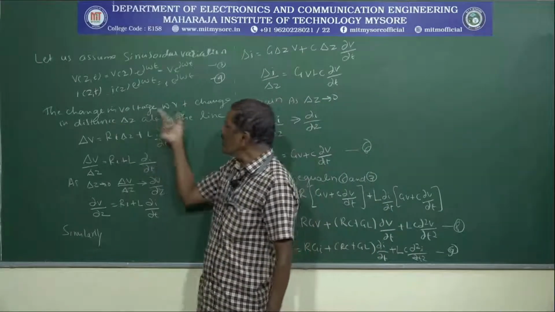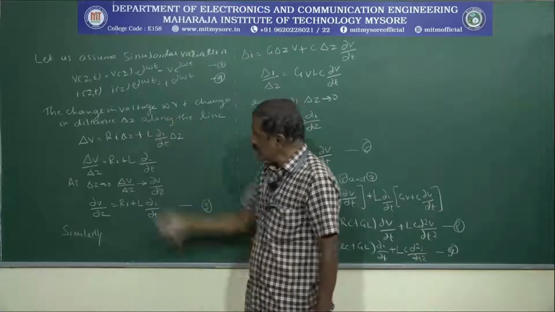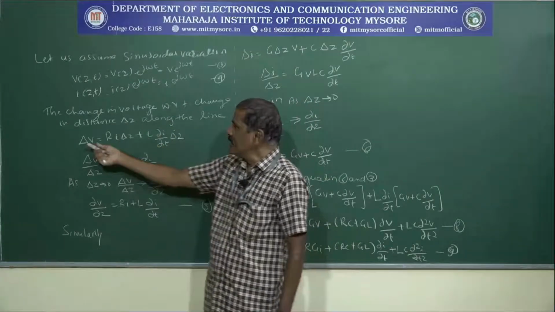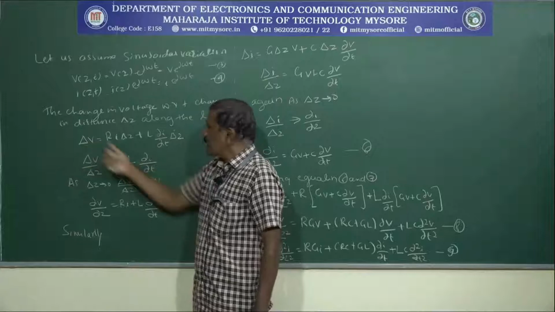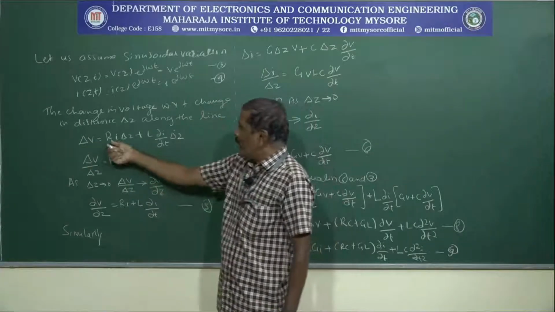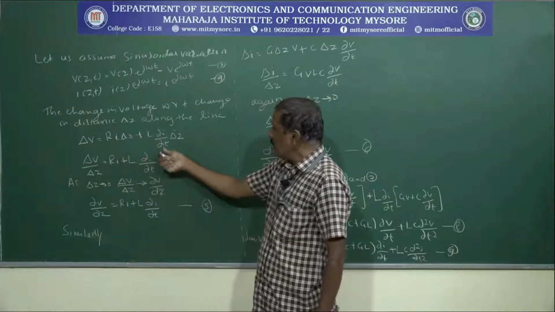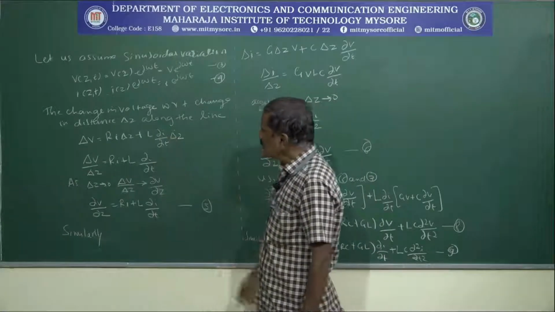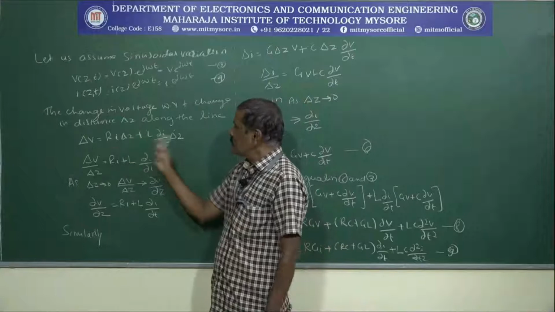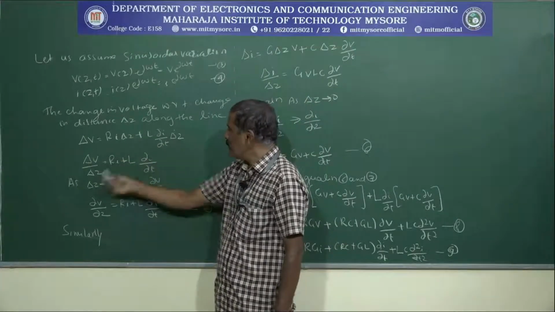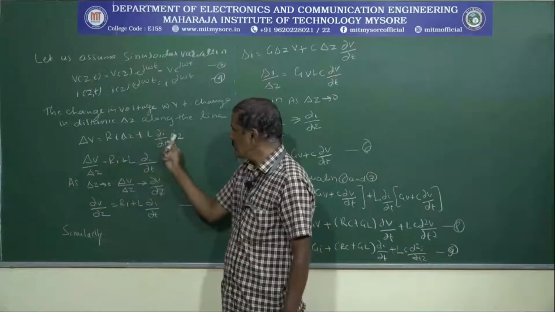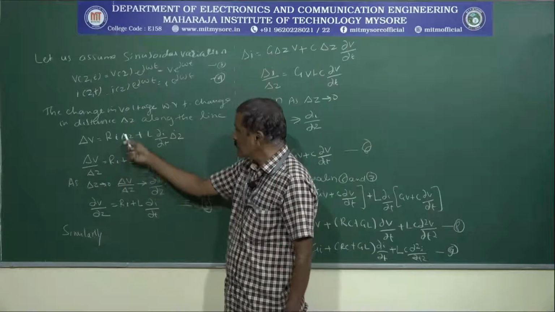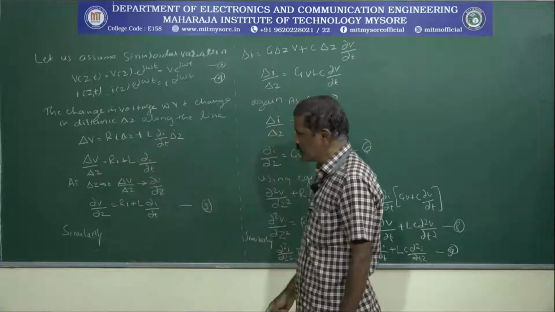So, that is the change in the voltage with respect to the change in the distance, that is delta z. The change in the voltage delta V is equal to R i into delta z plus L into dou I by dou t into delta z. Now, if you simplify this, that is delta V divided by delta Z, you take this delta Z to this particular place. Then this equation can be simplified to this.